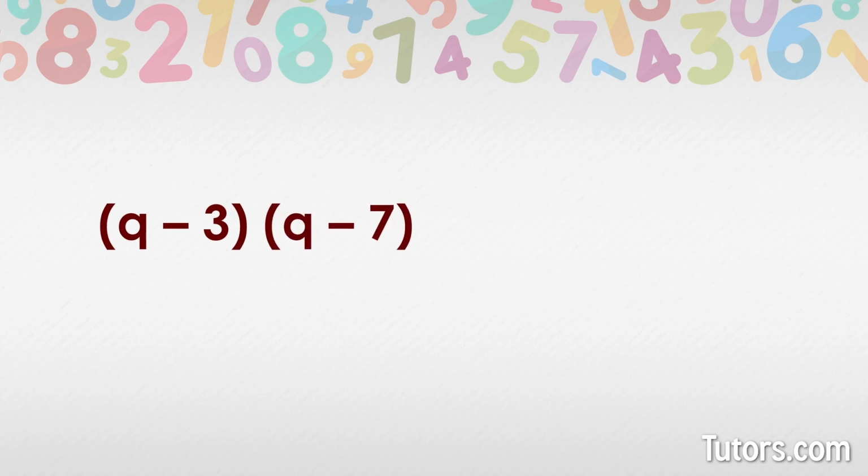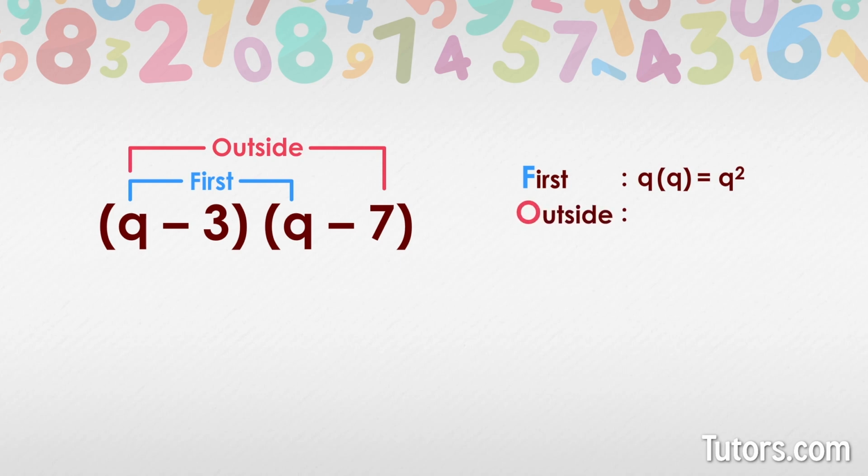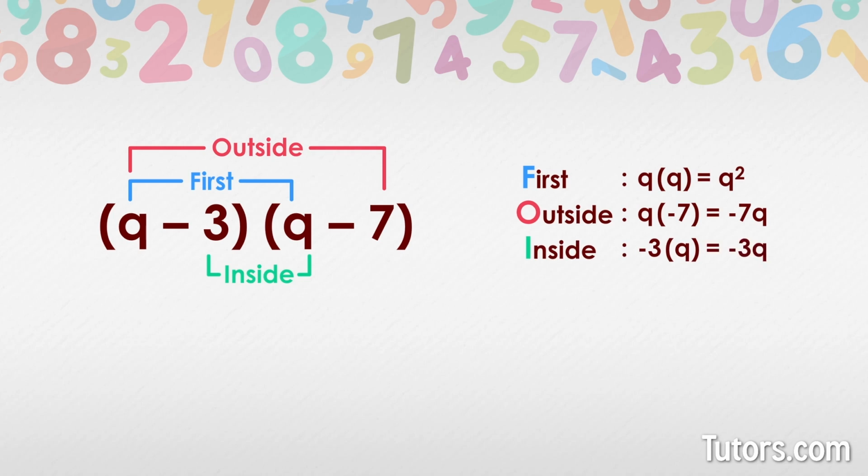Here we are multiplying two binomials, q minus 3 times q minus 7. Let's go through each step of FOIL to solve this multiplication problem. First, multiply the first terms of each binomial. q times q equals q squared. Outside terms are multiplied next. q times negative 7 equals negative 7q. Inside terms are next. Negative 3 times q equals negative 3q.